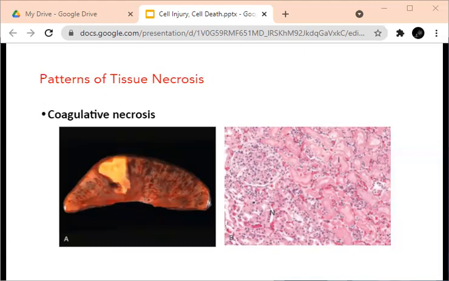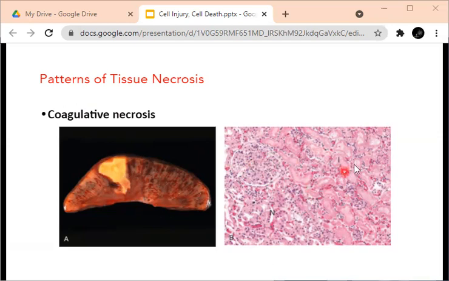First is coagulative necrosis. What is coagulative necrosis? This is a form of necrosis in which the architecture of the dead tissue is well preserved for a span of at least some days, because you can still see it. In coagulative necrosis, the architecture is still there, like this one. This is the kidney, so glomerulus and tubules. You can still see the tubules and the glomerulus. You can see the architecture, like its skeleton.